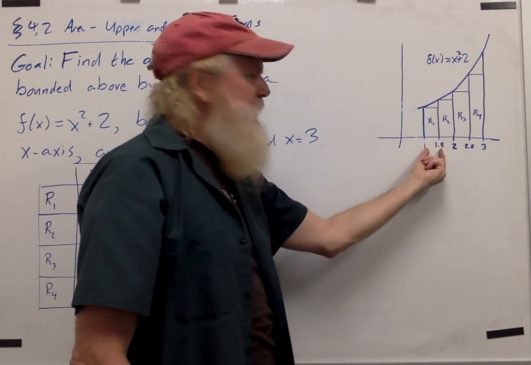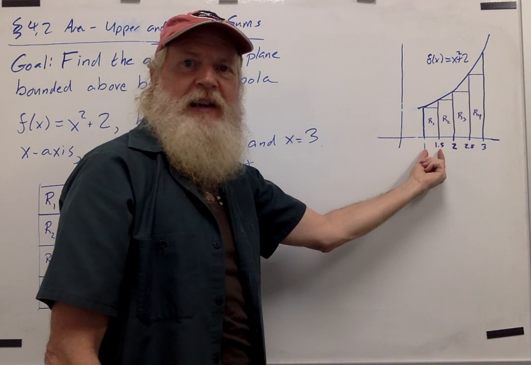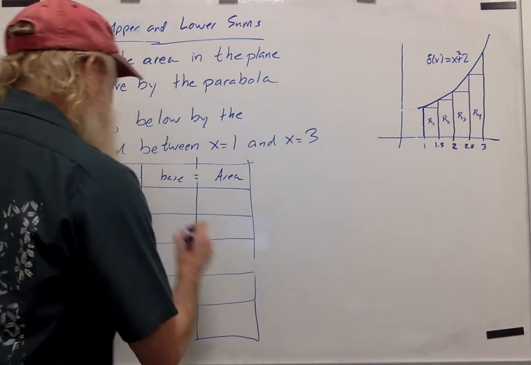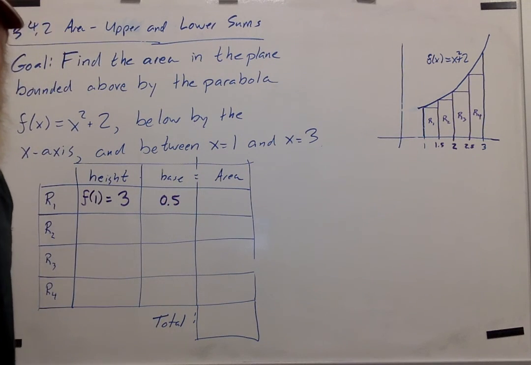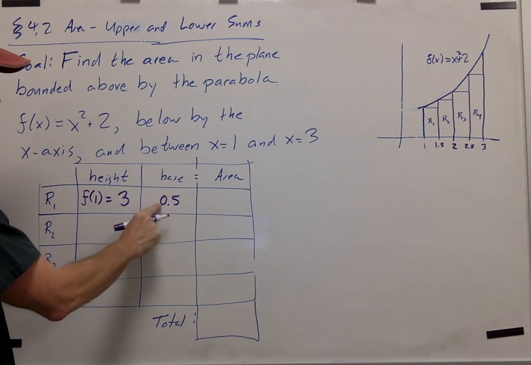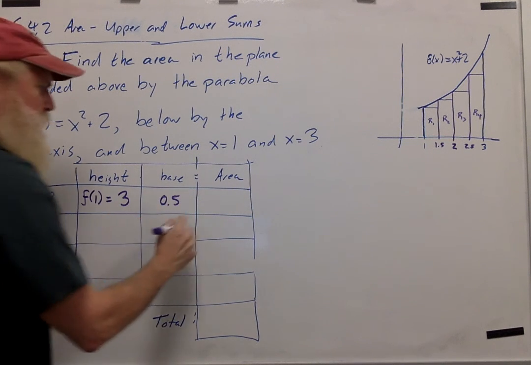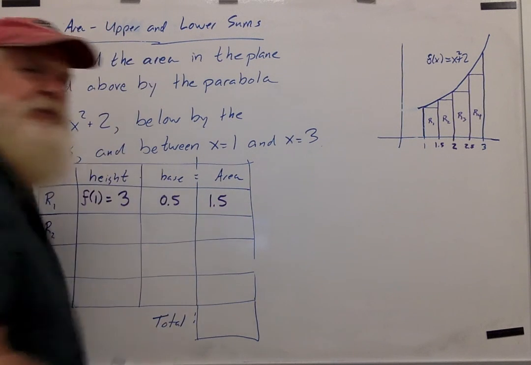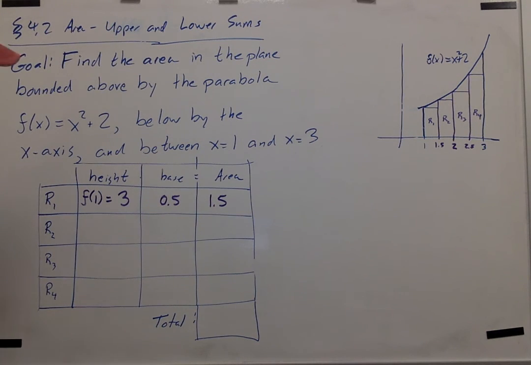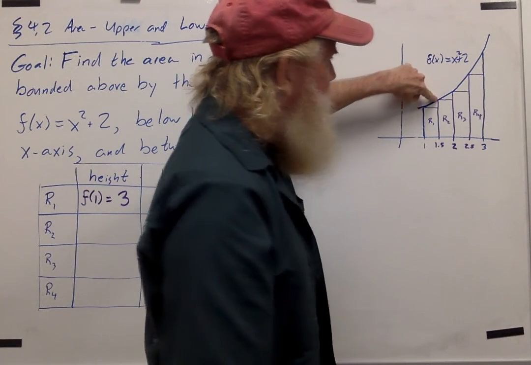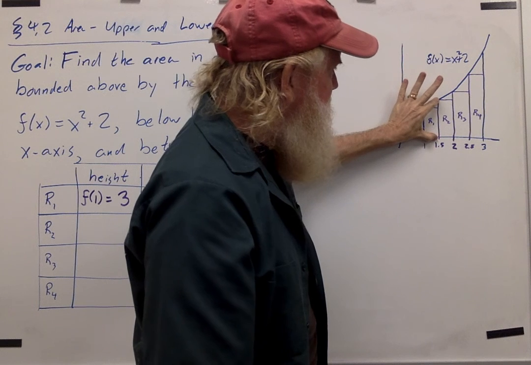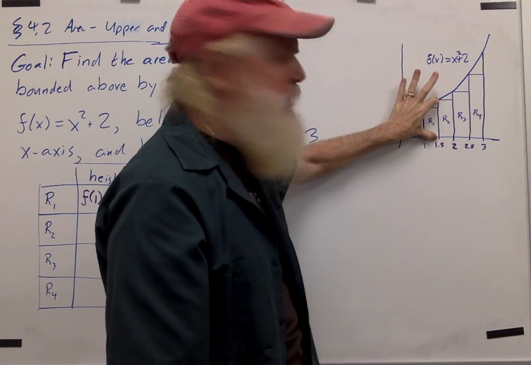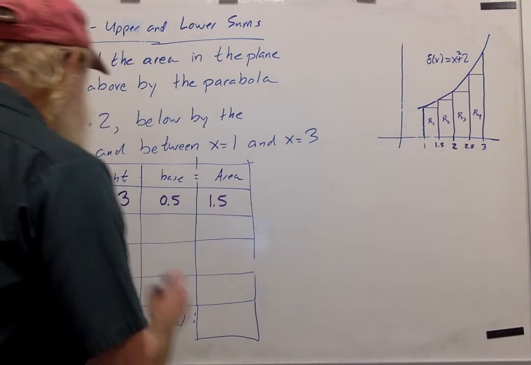The base of the rectangle is the distance between 1 and 1.5, and 1.5 minus 1 is 0.5. So the base of the first rectangle is 0.5. And then to get the area, it's height times base, and 3 times 0.5 is 1.5. Now let's move over to rectangle 2. The height of rectangle 2 is the y-coordinate of this point, which I can find by substituting 1.5 into the function. So the height of rectangle 2 is f of 1.5.